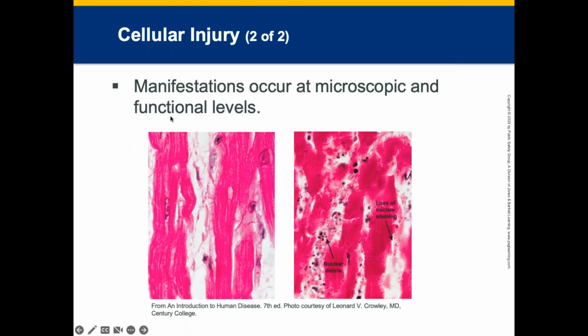So manifestations of cellular injury occur at the microscopic, structural, and functional level, as you can see here in the pictures. The common microscopic abnormalities include cell swelling, rupture of the cell membrane or nuclear membrane, or a breakdown of the nuclear material such as chromosomes.